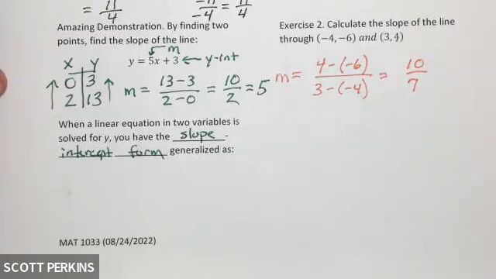Now, math people are not super creative when they name things. Do you know why they call that equation the slope-intercept form? It tells you the slope of the intercept. Yes, math people are very direct people.